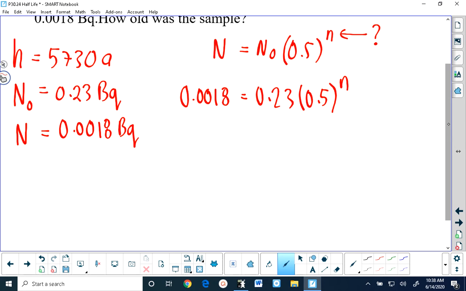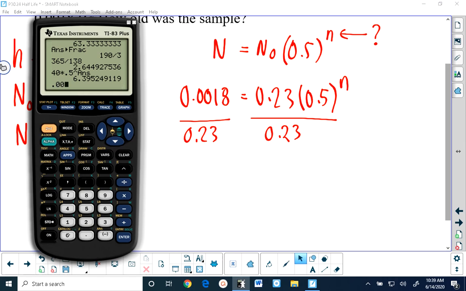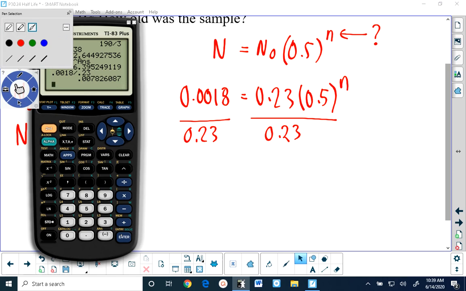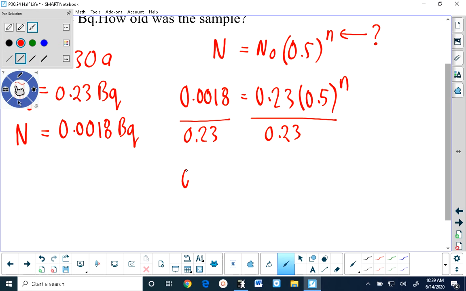Now how are we going to solve this? We're going to start by dividing both sides by 0.23. And that gives us 0.007826 equals 0.5 to the n.